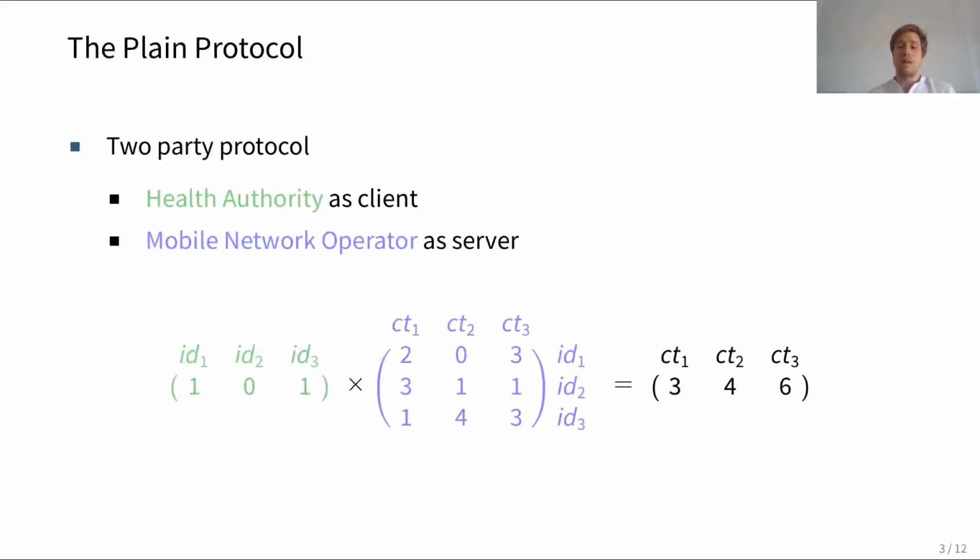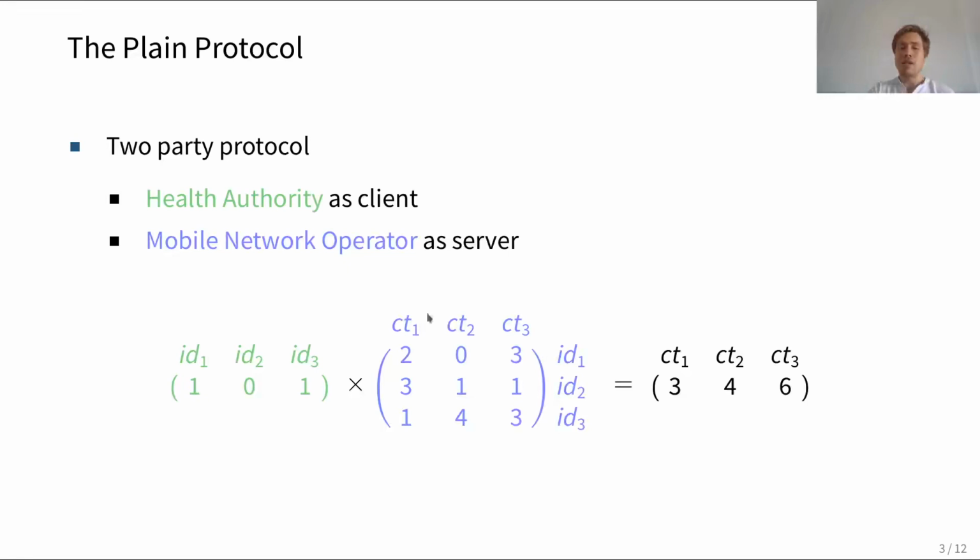When we have a look at the actual process in creating this heat map, we can see that it actually boils down to a matrix vector multiplication. Here on the left side, we have the input of the health authority, which is basically a vector which indicates which people are actually infected. A 0 here indicates that the person corresponding to ID2 is not infected, and the 1 here indicates that the person corresponding to ID1 is infected with the virus.